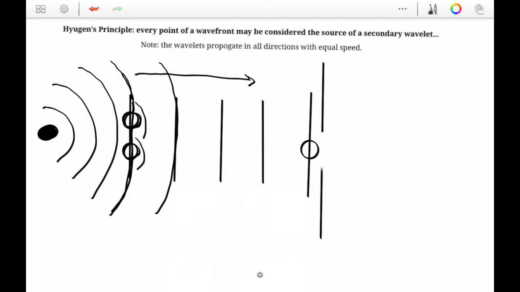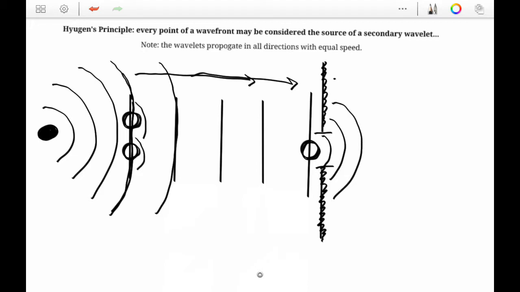Now if we consider a barrier up here, this is where it's relevant for Young's double slit experiment. As the wave is propagating in this direction and comes into contact with this barrier, where there's only one opening here, this front wavelet is going to be the way that this wave can travel through that barrier.